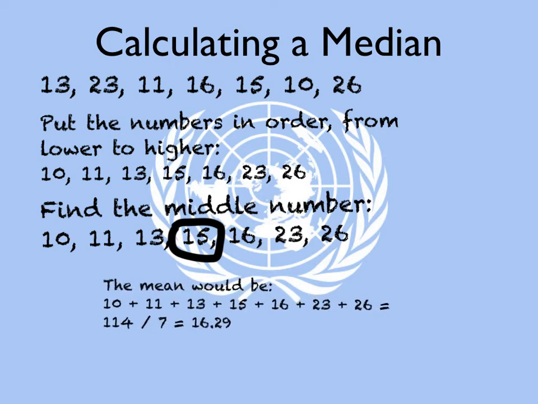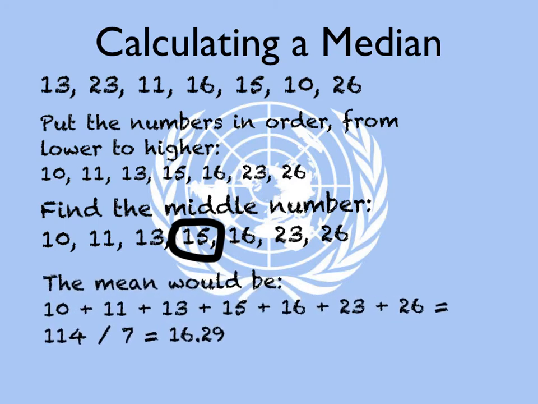Now, what would the mean be? Well, you just add all the numbers, and that gives you 114, and you divide it by 7, and the result is 16.29. As I said before, 16.29 is actually not an observed value.